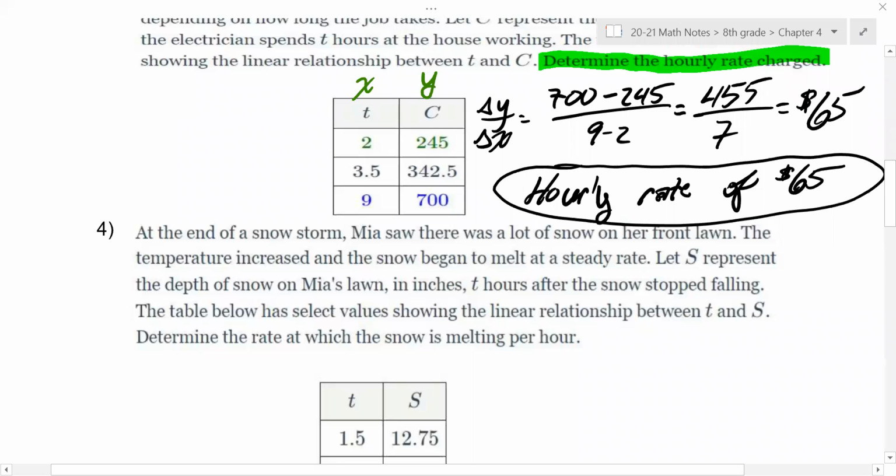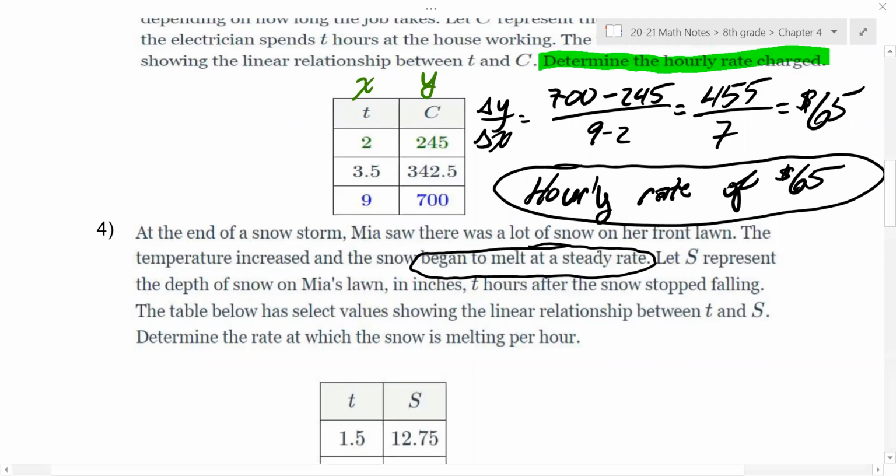At the end of the snowstorm, Mia saw there was a lot of snow on her front lawn. The temperature increased and the snow began to melt at a steady rate. So right here, there's our clue. It melts at a steady rate. That's our clue that we're going to be trying to find slope.